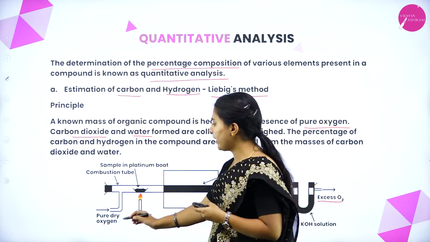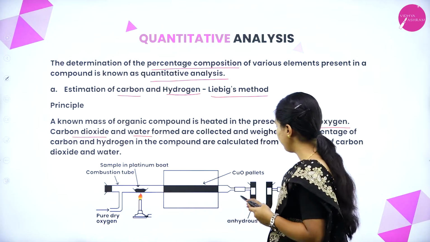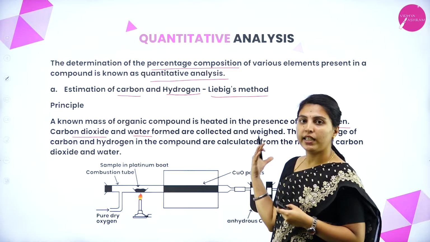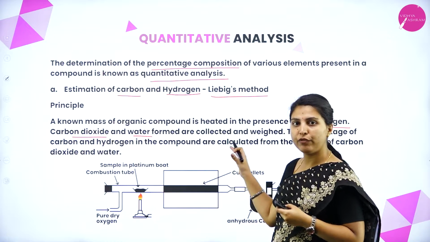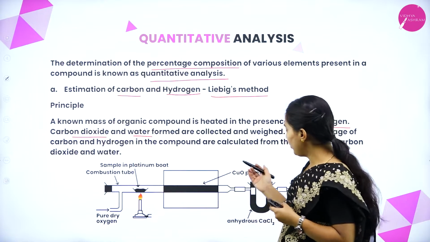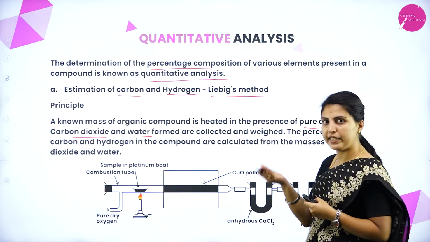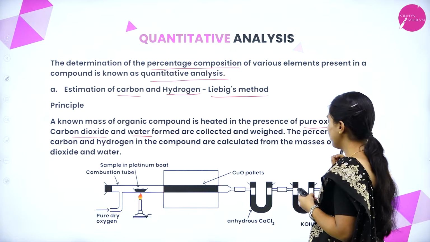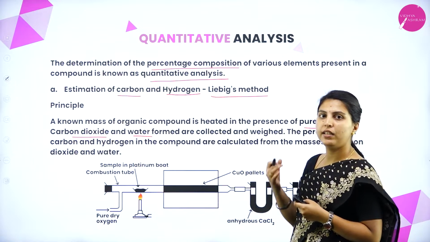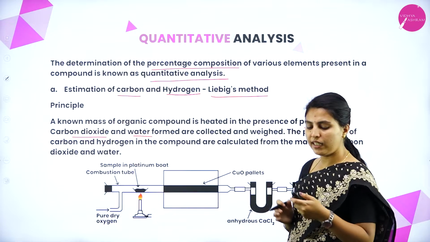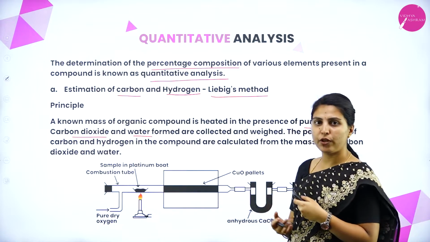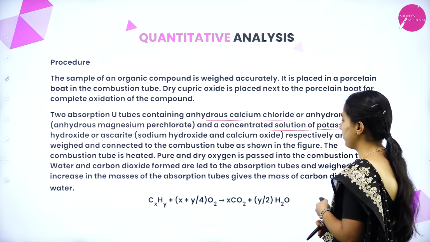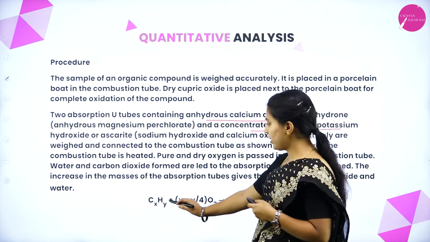See here, pure and dry oxygen has been passed here, and these absorption tubes completely absorb the carbon dioxide and water, whatever has been formed inside the combustion tube. If the masses of these U-tubes increase, then it is understood that carbon dioxide and water have been produced, and they will be used for the estimation of carbon and hydrogen by those two products. See here, this is the equation for carbon and hydrogen.